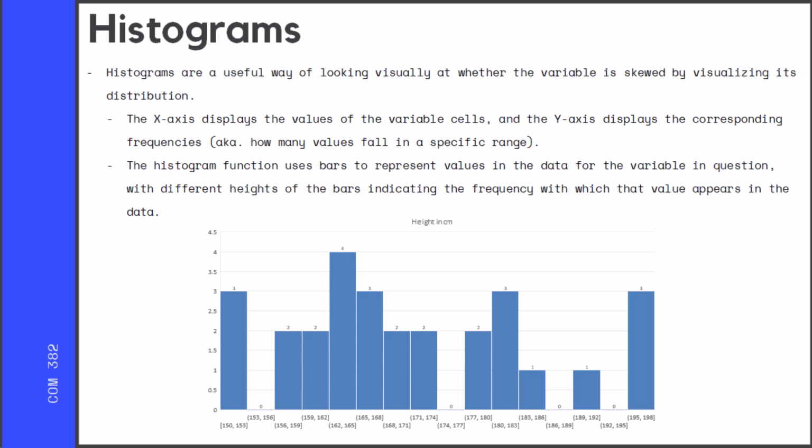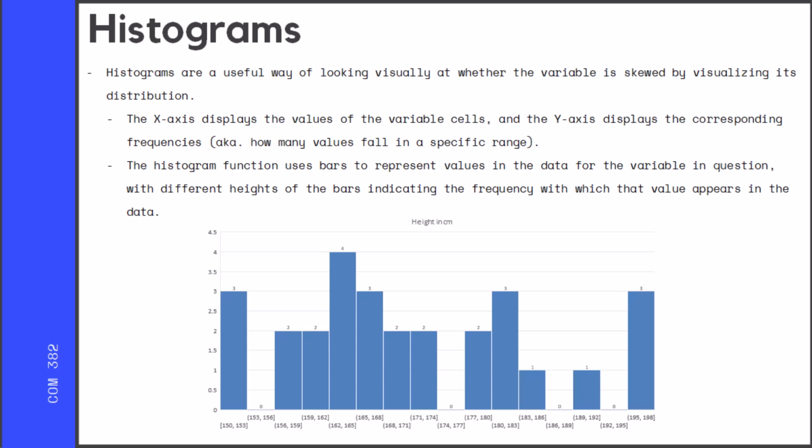I also want to talk about histograms. These are useful ways of looking at data. When we talked about sampling, we used an example of a histogram from penguin flipper lengths, if you remember. And this is just a way of looking at if the variable is skewed or not, or in what direction, by visualizing the distribution. This is our height in centimeters.